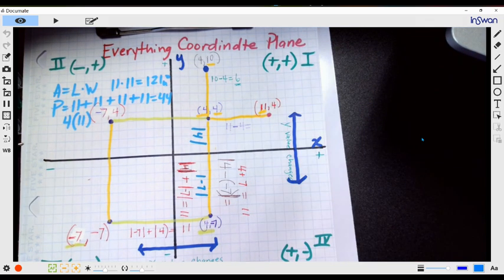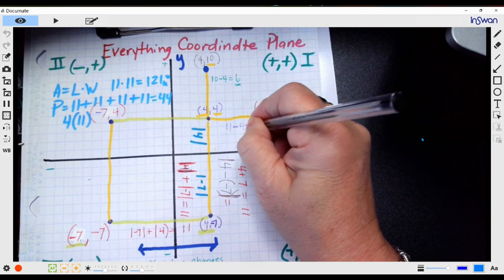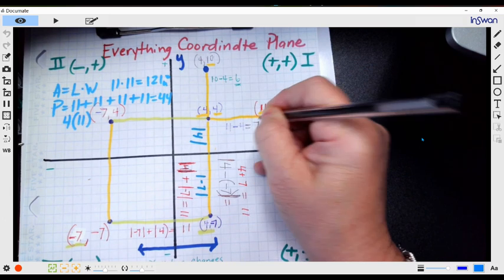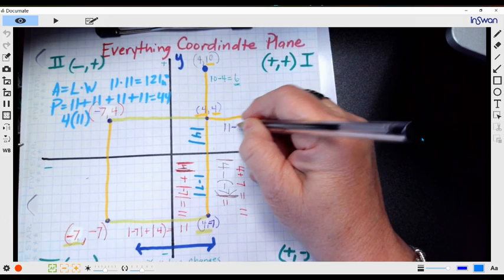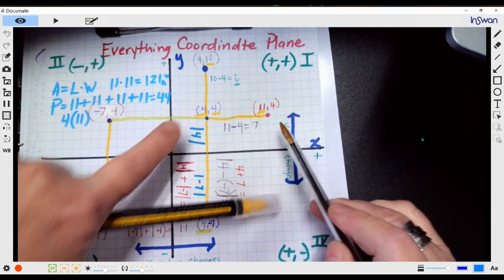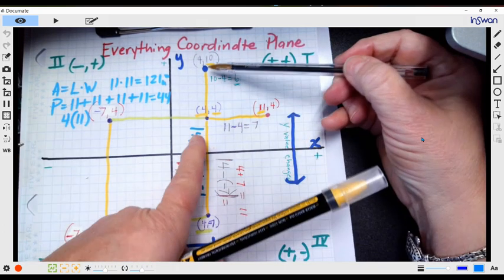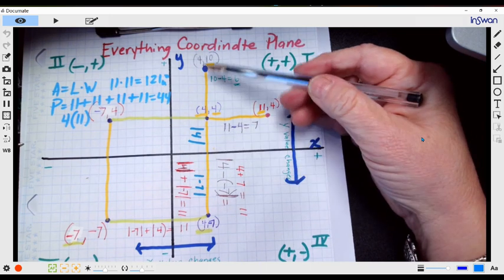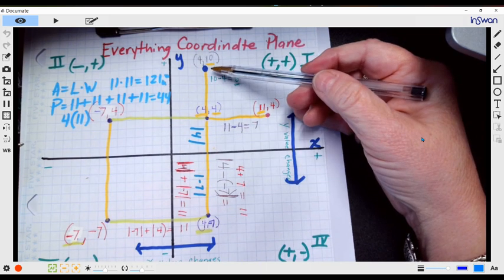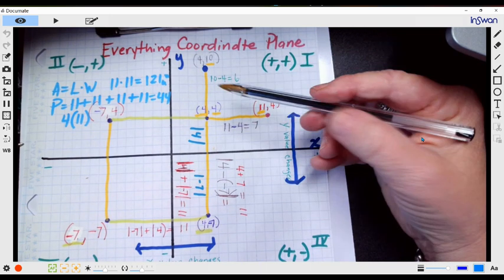That distance is going to be 7 units. So 11 minus 4 is 7. So from here to here is 7. From here to here is 6. From here, the x-axis to this point is 10.